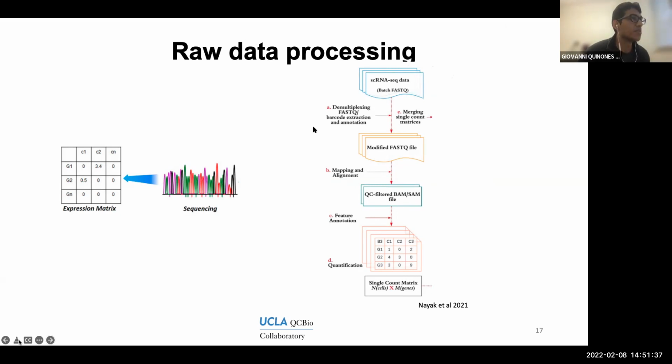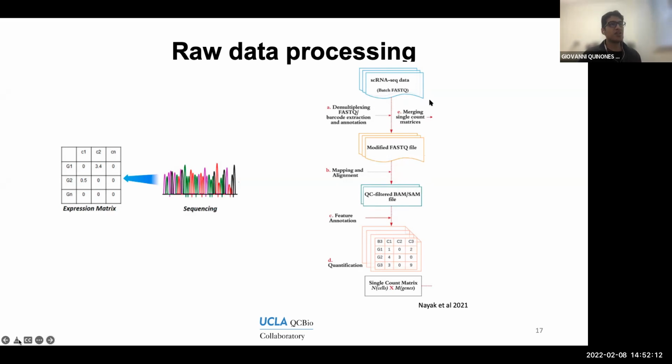Yeah, so what I was mentioning here is that the step of going from your raw sequencing reads into your expression matrix is a standard bioinformatics pipeline: going from raw reads to aligned reads, performing some quality control, and then obtaining these expression values. And these steps are the same in single cell RNA sequencing or bulk RNA sequencing.